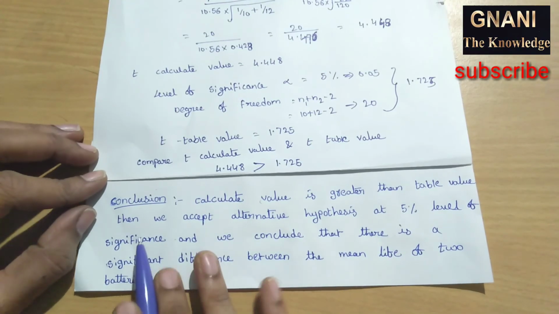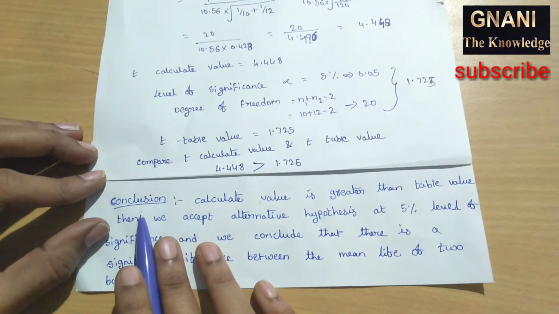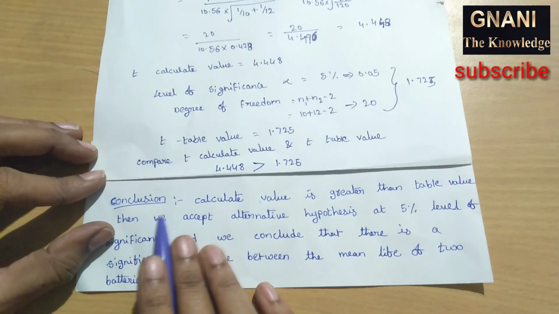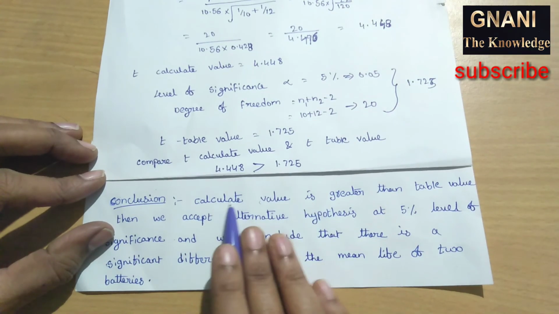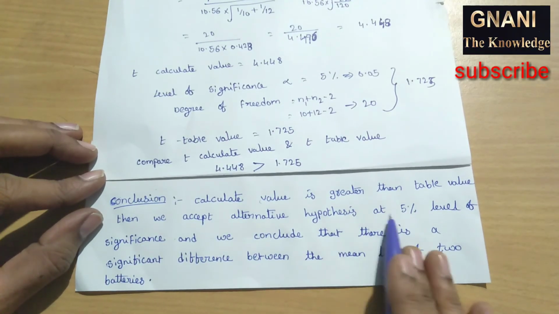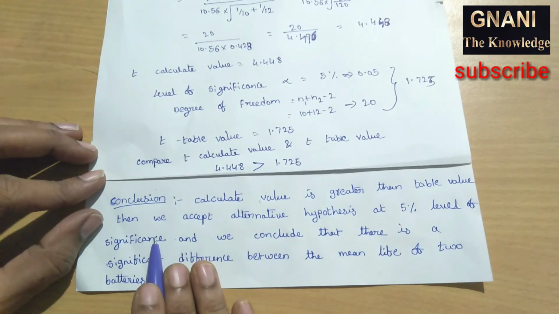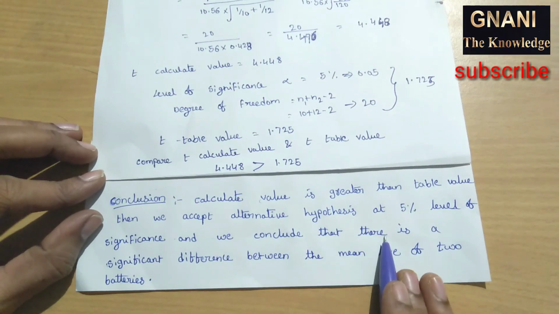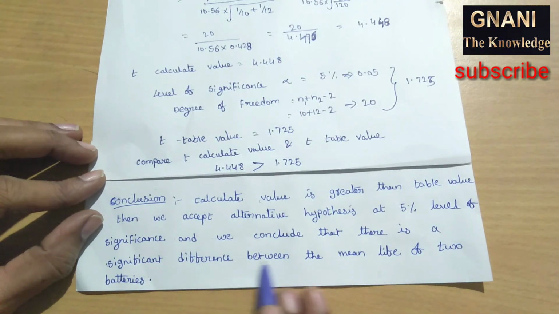The last step of the testing of hypothesis is the conclusion. In this conclusion, the calculated value is greater than the table value, so we accept the alternative hypothesis at 5% level of significance, and we conclude that there is a significant difference between the mean life of the two batteries.